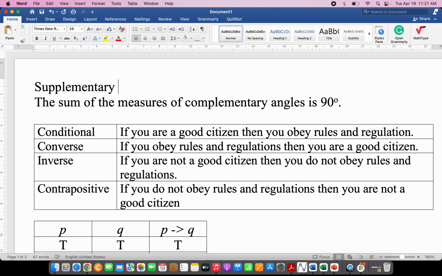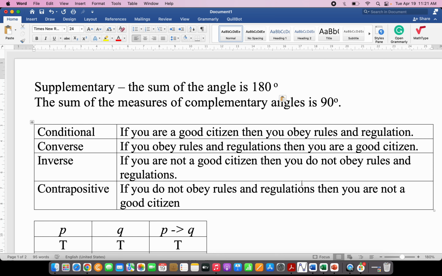Review ng mga terms. Kapag supplementary, the sum of the angles is 180 degrees. Kapag complementary, kapag inadd natin, 90 degrees siya. Do you follow? Nakuha?